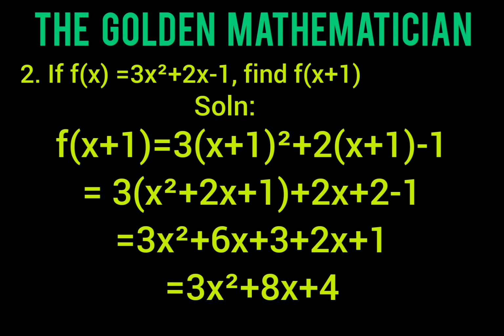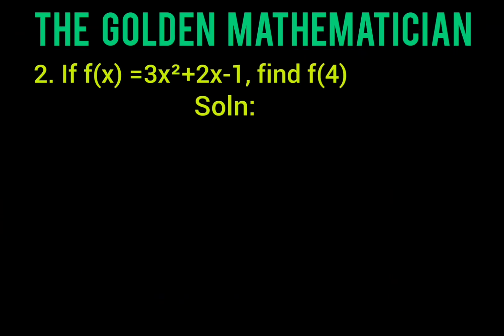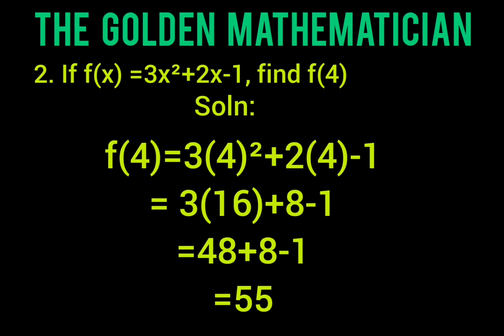Try solving, if f of x is equal to 3x squared plus 2x minus 1. Try solving and tell me your value for f of 4. Okay, let's solve it together. So f of 4 is going to be equal to 3 multiplied by 4 squared plus 2 multiplied by 4 minus 1. 4 squared is equal to 16, and 3 times 16 is going to be equal to 48.